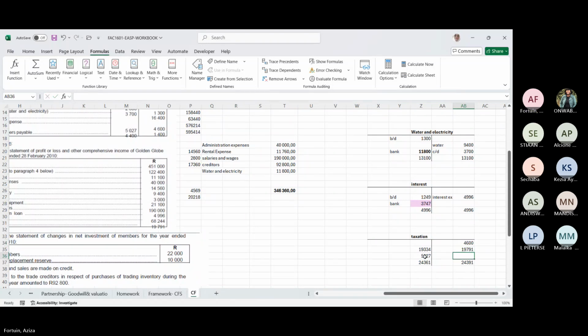Sorry. Okay, so this must be 24,391. That right now? 24,391. No, isn't it 24,818? When you add, this is not balancing here.